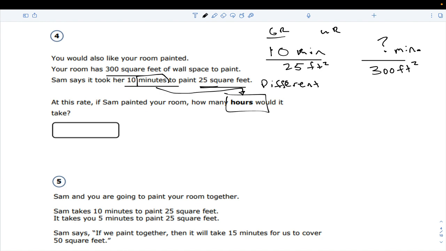Talk to your partner for 1 minute. How would I solve this problem with the unit rate? There are 2 different routes you could take. Go. You do have a calculator possible on the test, so you could use that.